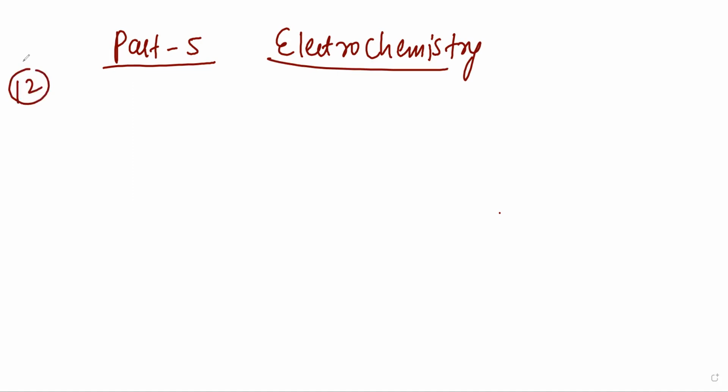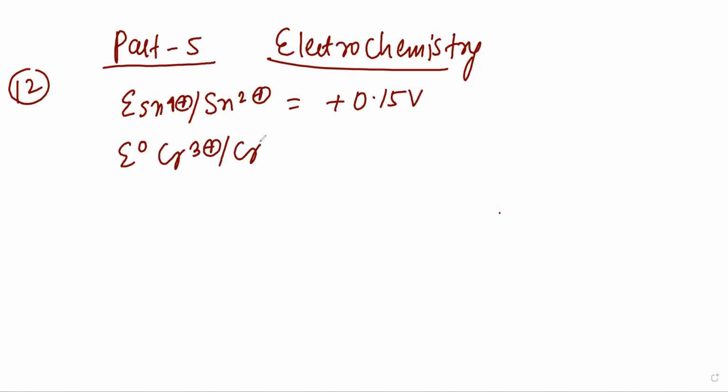Question number 12. The standard electrode potential for the Sn4+ to Sn2+ couple is given as 0.15 volt, and for chromium, E naught of Cr3+ to Cr is equal to minus 0.74 volt. These two couples in the standard states are connected to make a cell. So by using this, we are making a cell. You have to calculate the potential of this combination.